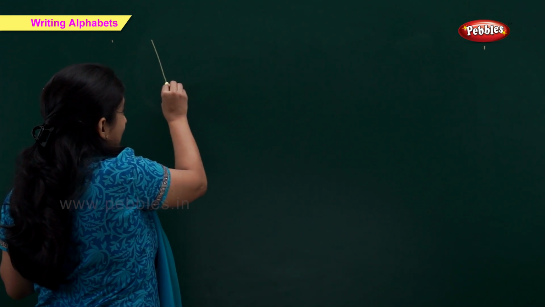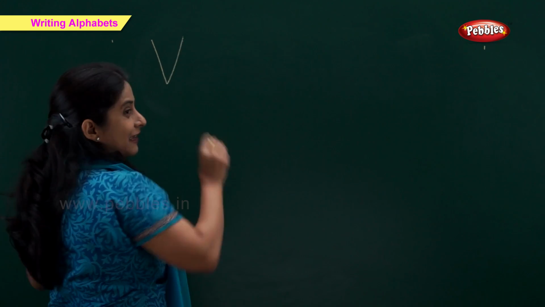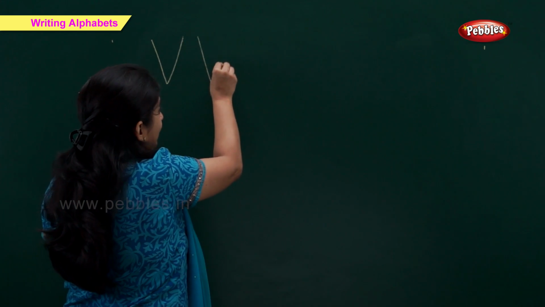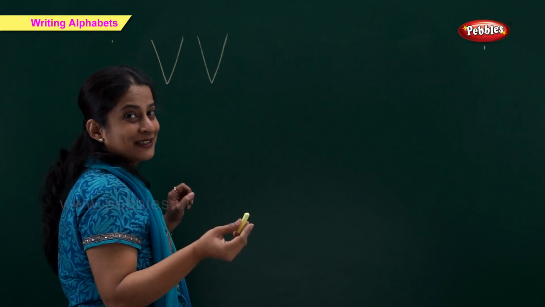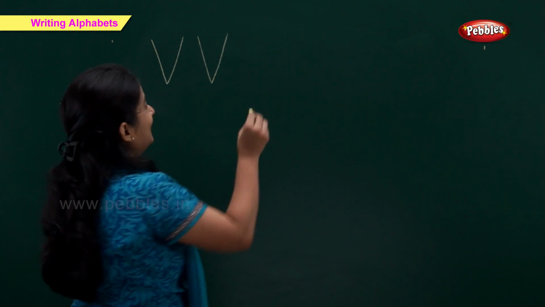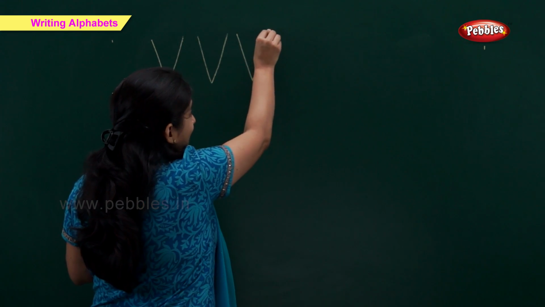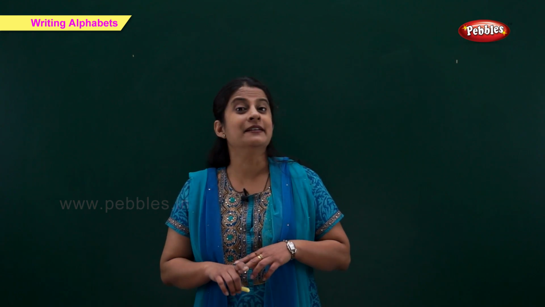A cross line, another cross line makes V. A cross line, another cross line makes what? V. A cross line, another cross line is V. Now it's time to write W.